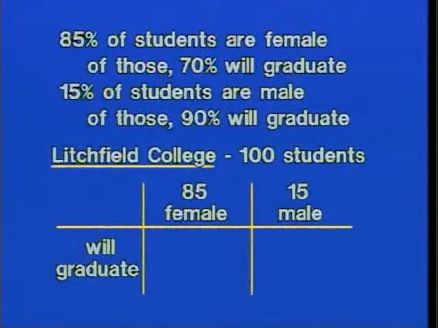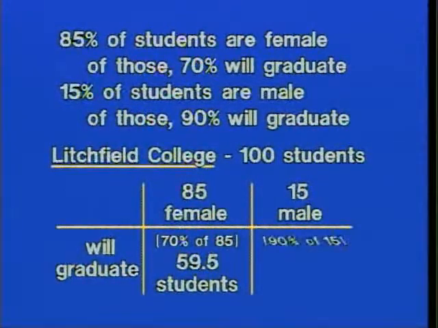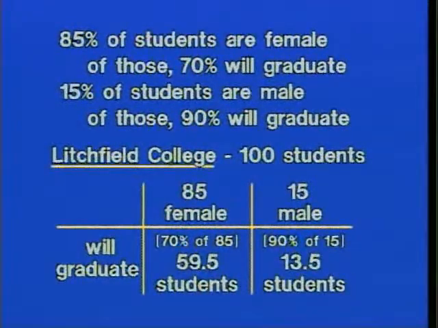Now, what about for the graduates of those two categories in each gender? Well, we're told from above that of the female students, 70% will graduate. So that turns out to be 70% of 85. So the number of graduating female students will be 59.5. In a similar way for the males, 90% of 15 will graduate, or 13.5 students is what we're talking about.